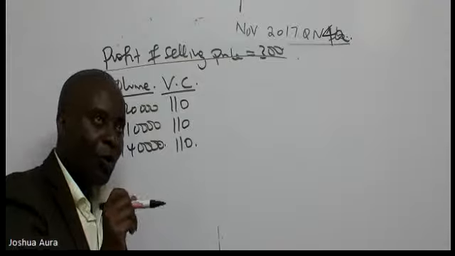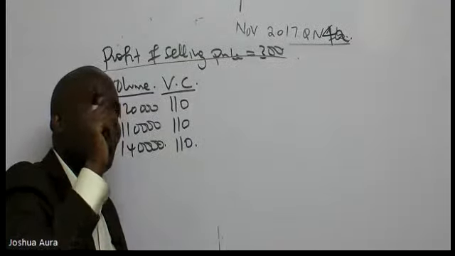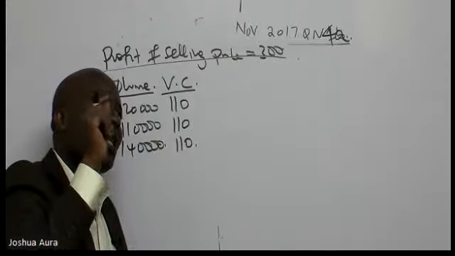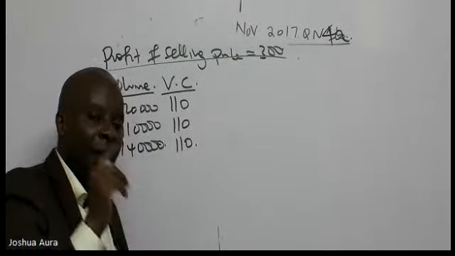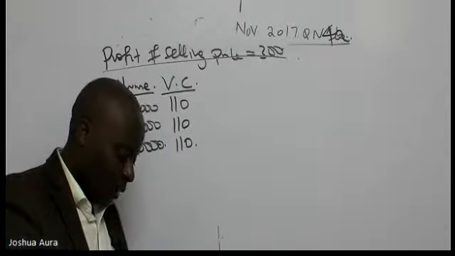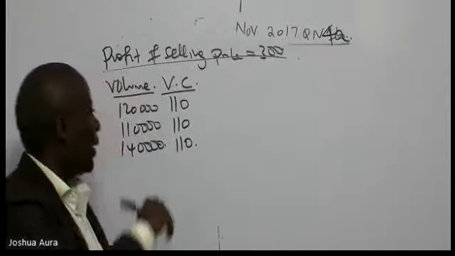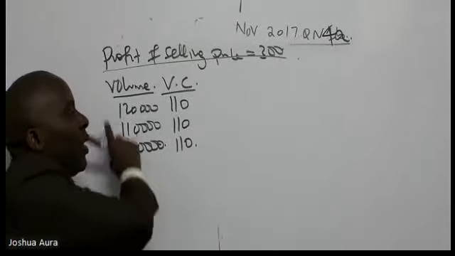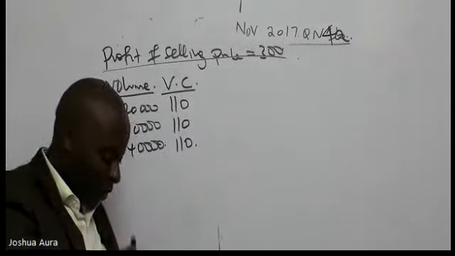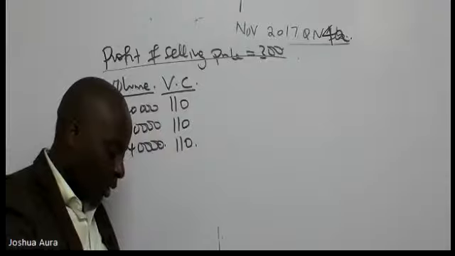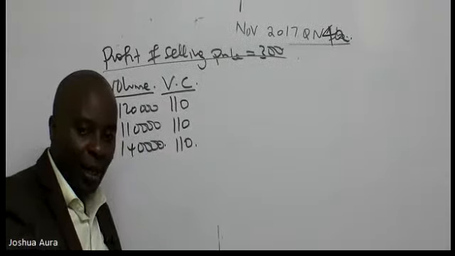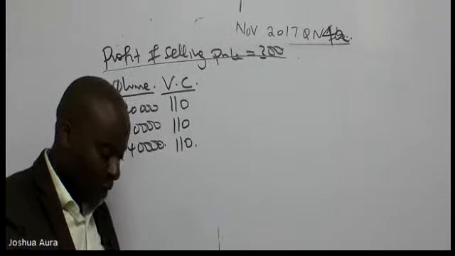If you're going to produce a maximum of 100,000 units and below, then the variable cost will be 120. However, if production exceeds 100,000, like these 3, then the variable cost goes down to 110 per unit.